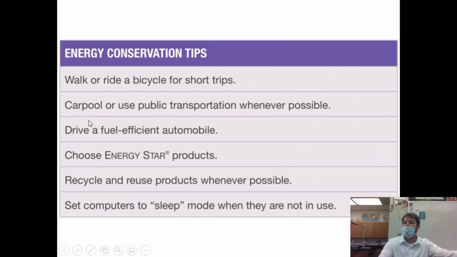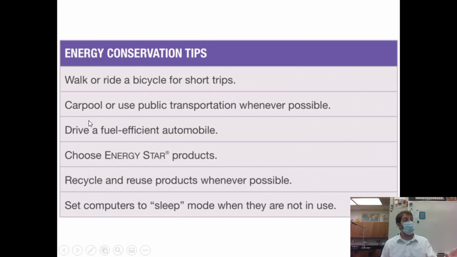You can carpool or use public transportation whenever possible. So maybe you live in a remote area. Let's say I live in Bradford. Bradford is a relatively remote area of Pennsylvania. When people from Bradford want to go shopping, they can either do Amazon, or if they want to shop in person, they have to go to either the Galleria in Buffalo or Mill Creek Mall in Erie. They have to drive some distance.